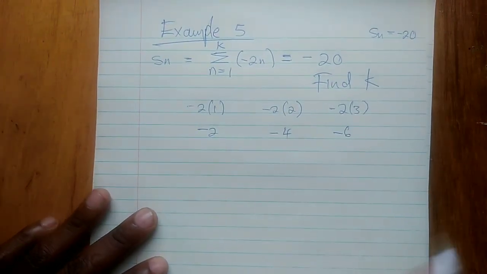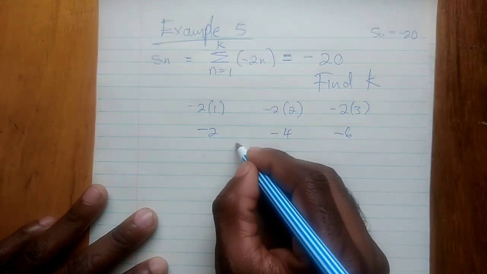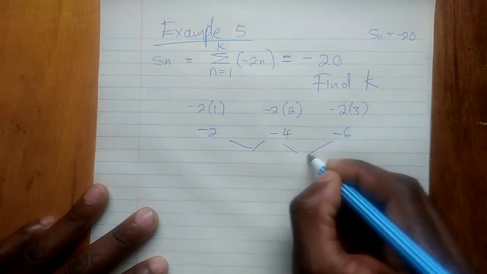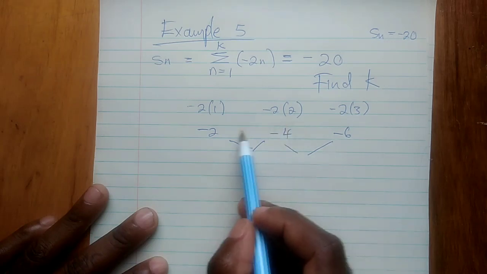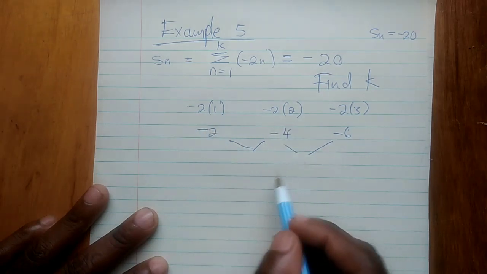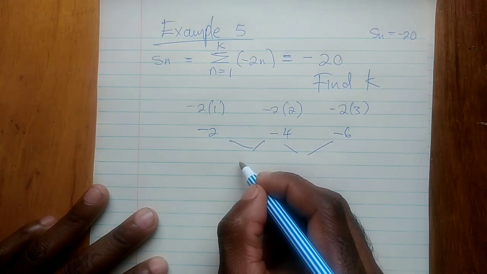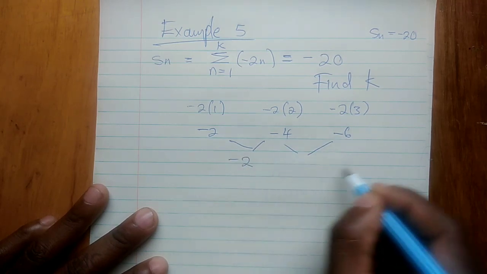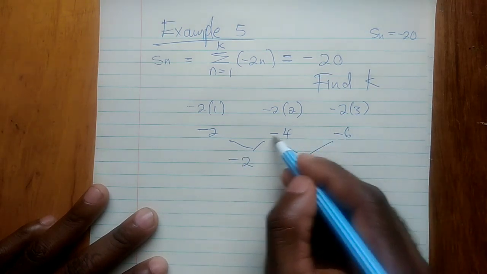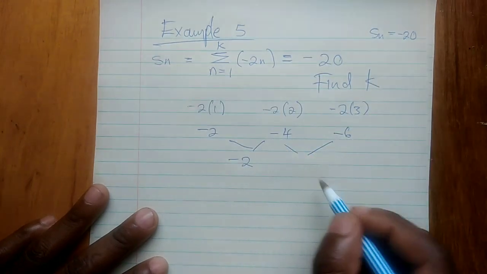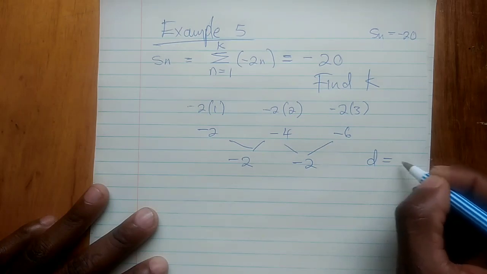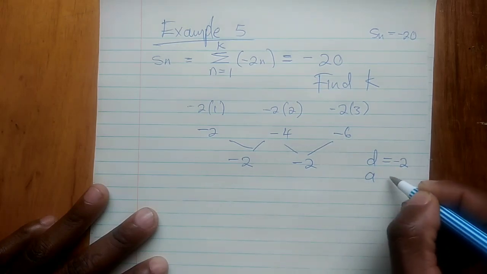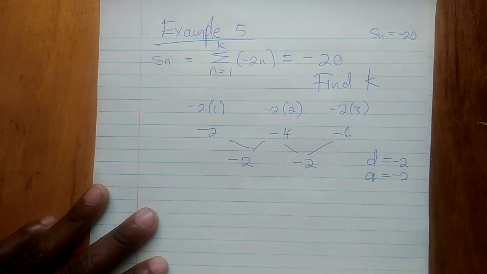With these, we can find our common difference. So this is minus 4 minus minus 2. So that will be minus 4 plus 2, get a minus 2. Minus 6 minus minus 4, it's minus 6 plus 4, get a minus 2. So our common difference is minus 2. Our a is also minus 2. This will be helpful.